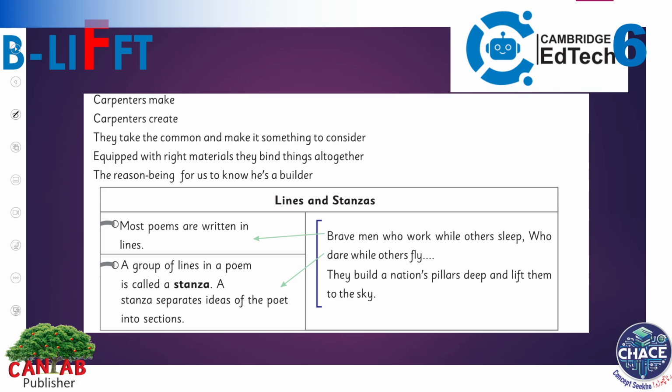Let's see. Lines and stanzas. If you look at the poem, you can see a clear structure. First, we have most poems are written in lines. Here's the line. Here's the second line. Here's the third line. And when you see all these lines together, it is called stanza. A group of lines in a poem is called a stanza. A stanza separates ideas of the poet into sections.